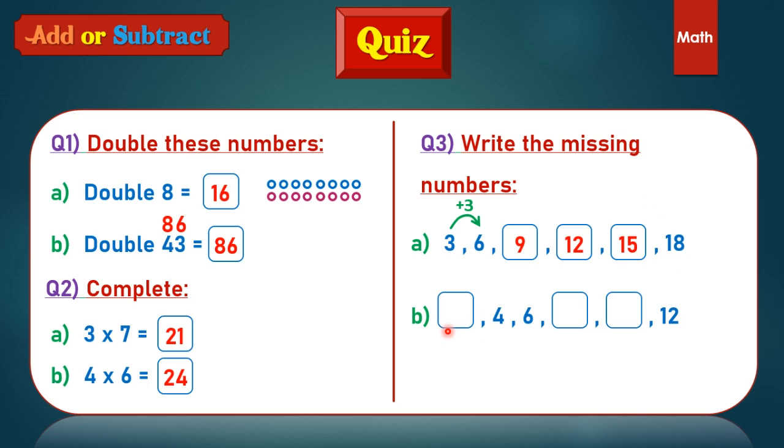Here, letter B. Do you have 2 numbers in a row? Yes, I have 4 and 6. So what happened to 4 to get 6? Excellent. Count after 4 to get 6. So count in your fingers. After 4, 5, 6. So you count it only 2. So every time I'll add 2.